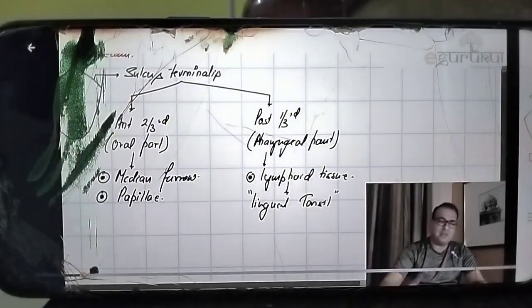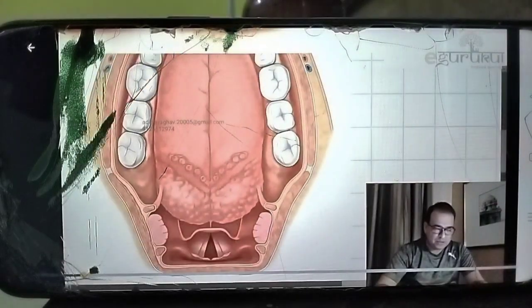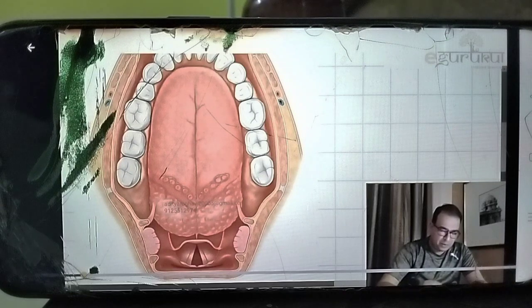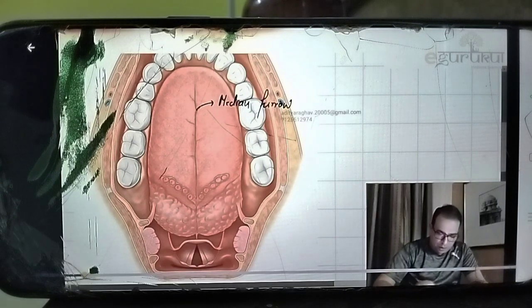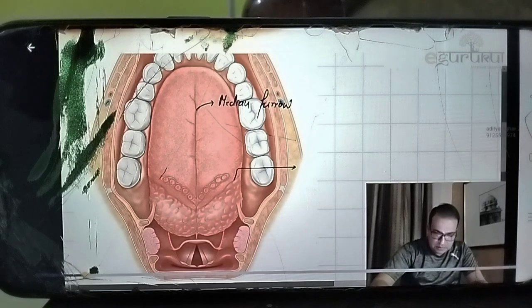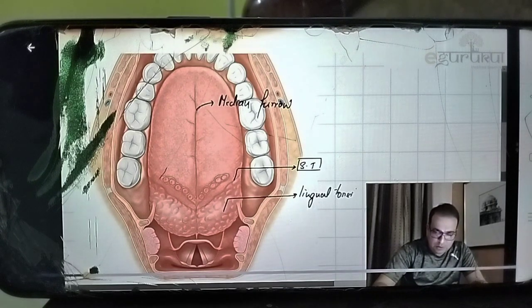So this is just the first division, how the tongue is divided into anterior 2/3 and posterior 1/3. If you quickly look at this picture here, it gives you a fair idea. You can clearly see this median furrow here, that's a median sulcus, or you can say it's a median furrow. Obviously this is the sulcus terminalis, I'm writing ST here for the sulcus terminalis. And then the posterior 1/3, you can see it looks rough because of the tonsils, the lingual tonsils present in this part. All the lingual tonsils are present in this part.